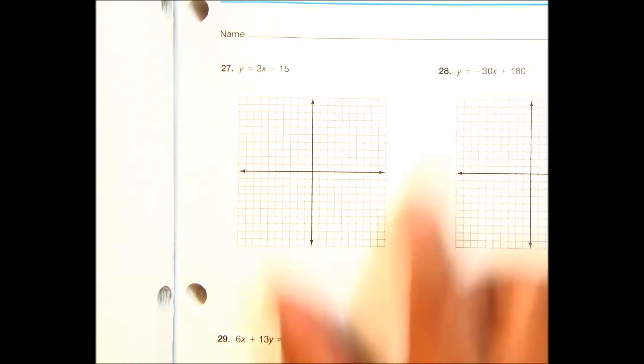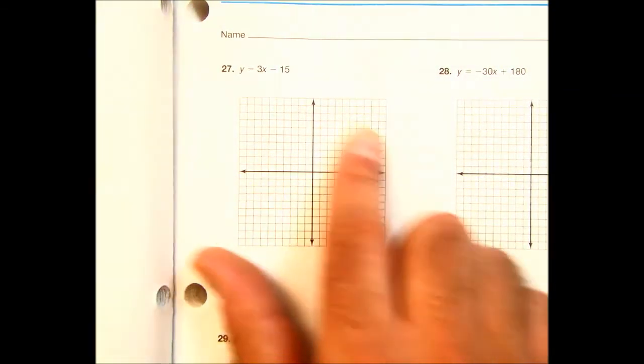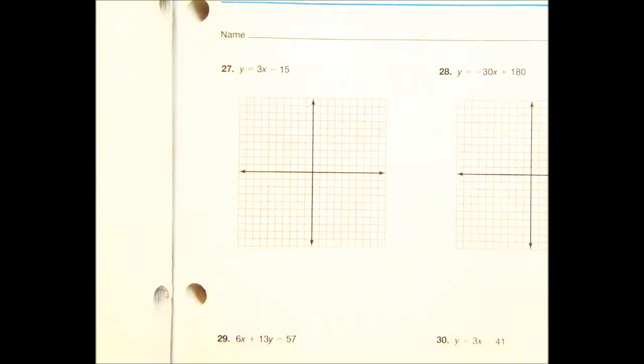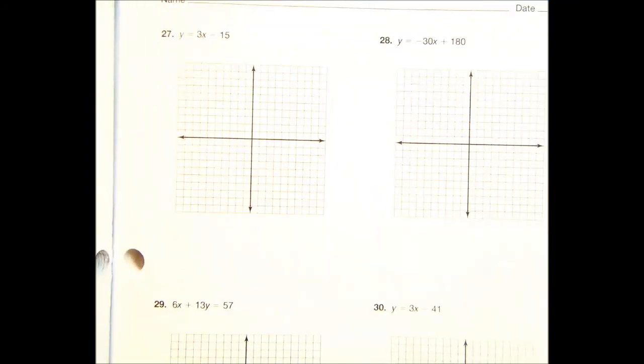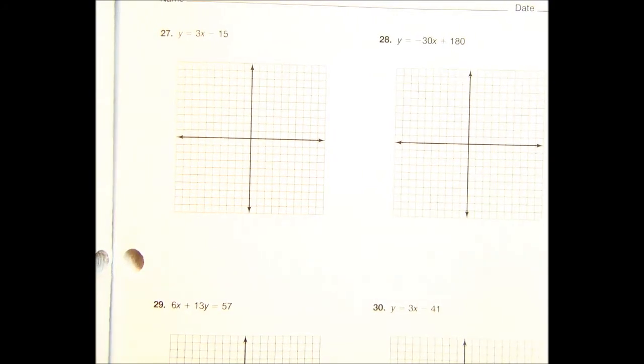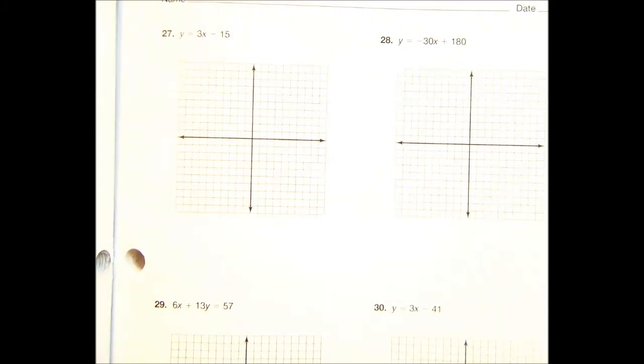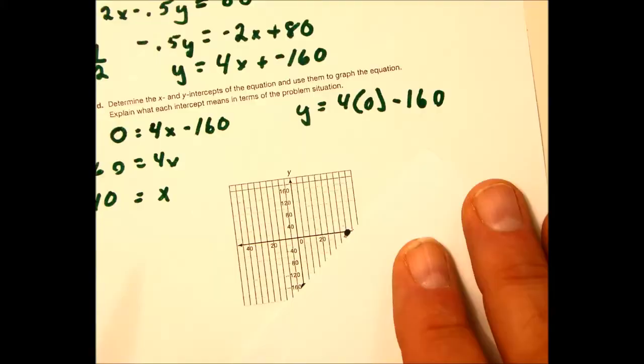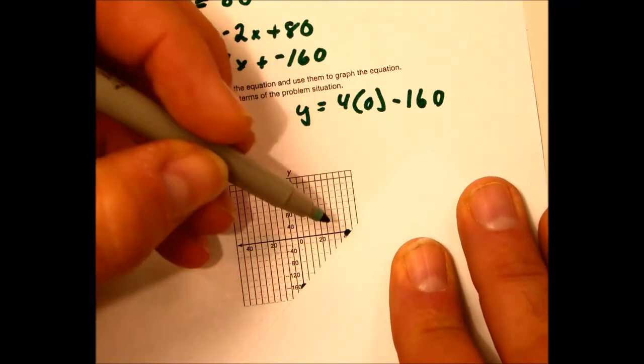All right, and then you have to graph. That means you have to come up with your own intervals. So on and so forth. And that is it for 3-2. And you draw your line.